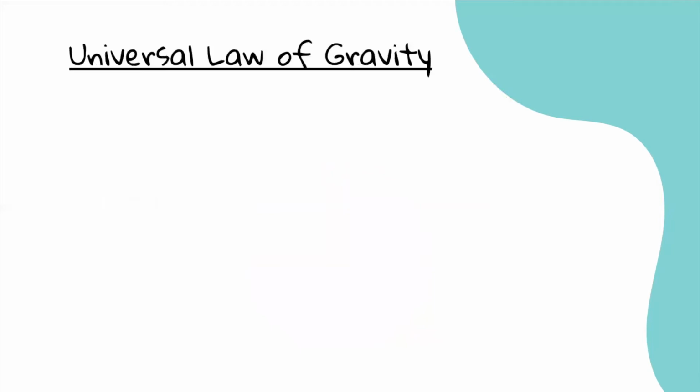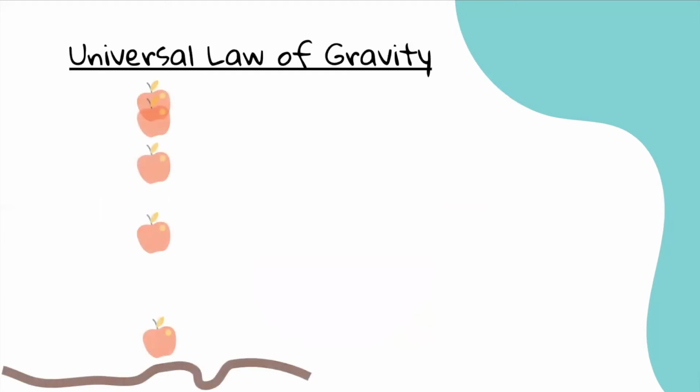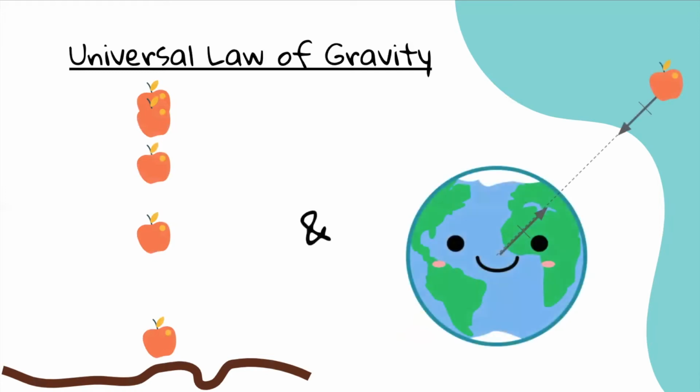And here's where Newton got his stroke of genius. He was thinking to himself, hey, what if the force that causes an apple to fall straight down and accelerate in this uniform gravitational field, what if that was the same force that would cause an apple to fall from space?